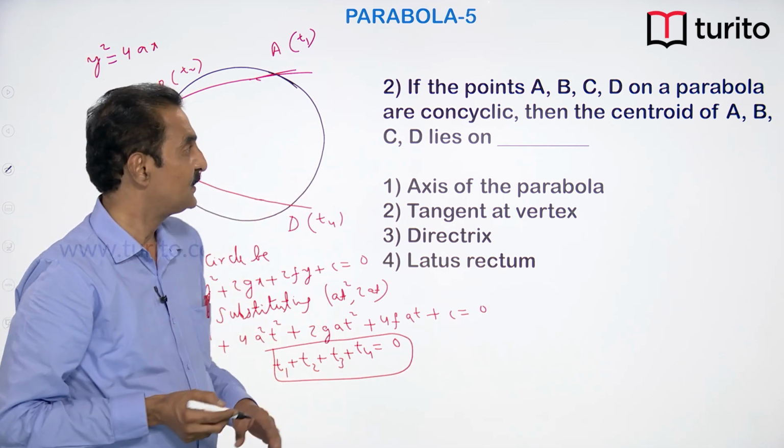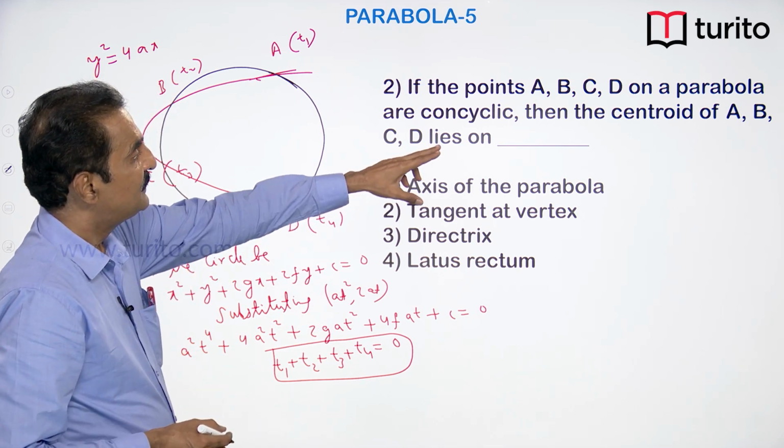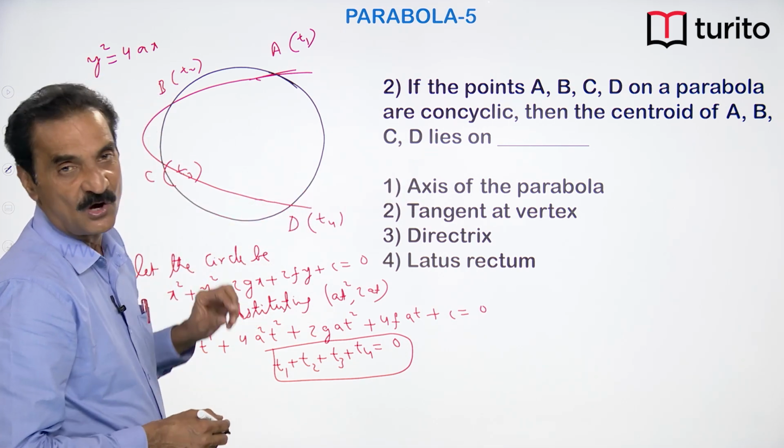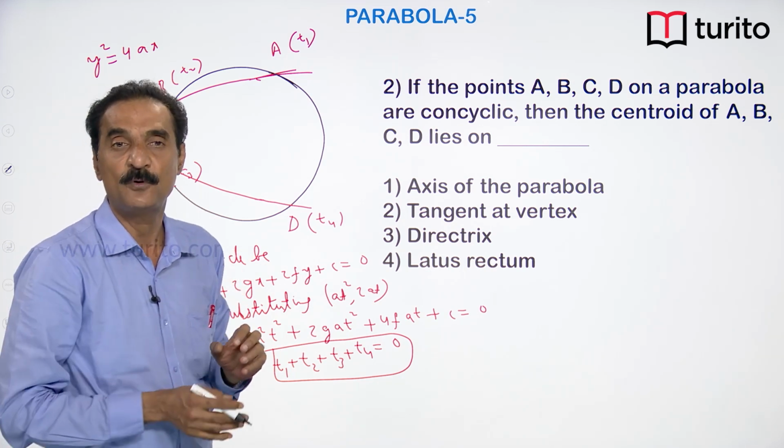Okay. Now, the centroid of ABCD lies on, what is the formula for the centroid of four points?